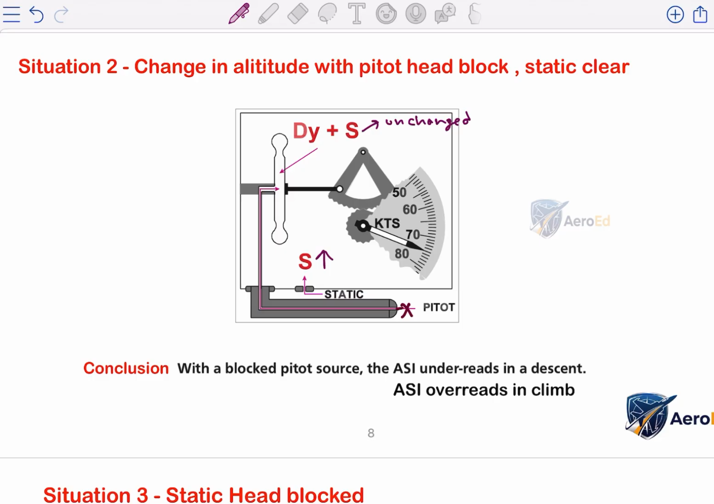So what was the purpose of the static pressure? It was to cancel the static pressure inside the capsule. But the static pressure value is more inside the instrument case compared to the static pressure inside the capsule, and thus it cancels some of the dynamic pressure also, and thus the needle shows lower than actual and it underreads. Alright. So in conclusion, it is written that with a blocked pitot source, the ASI overreads in climb and the ASI underreads in descent.